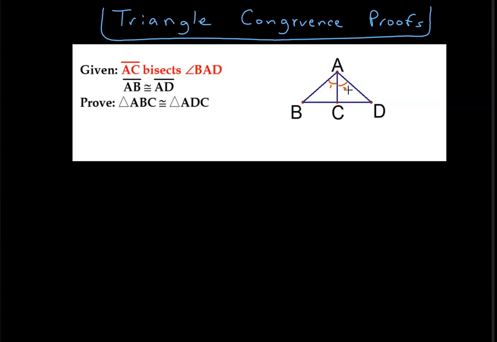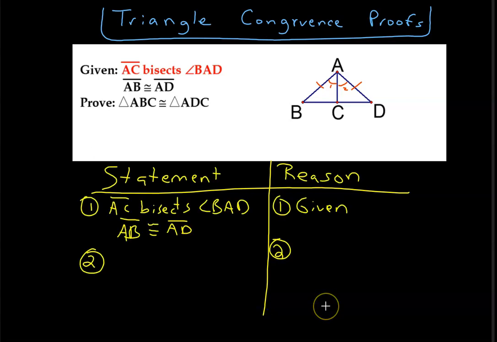We also know that AB is congruent to AD, so this segment is congruent to that segment. After you plug all the given information into the picture, we can begin trying to prove it. The first thing I plug in is my given information. From there, I know that this segment is congruent to itself by reflexive property. So let's write it in our proof. I can say that AC is congruent to segment AC, and the reason is reflexive property.